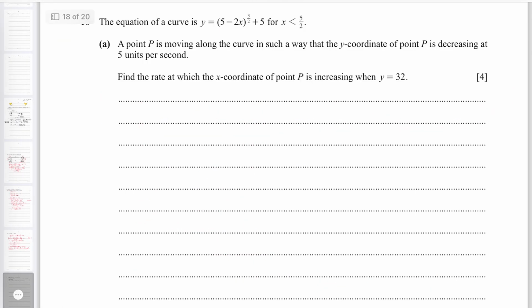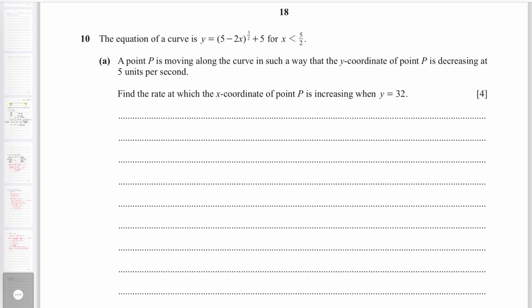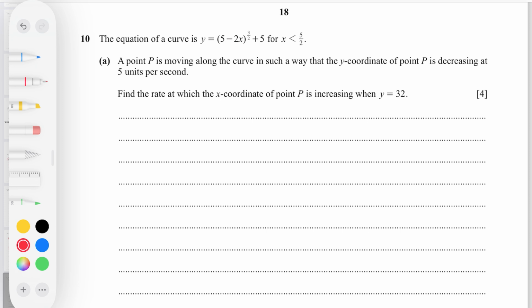The equation, okay, this is a new question. The equation of the curve is this. The point P is moving along the curve in such a way that dy upon dt is minus 5. Decreasing means it's minus. Find the rate at which the x coordinate is increasing when y is equal to 32. So let's put the y value 32 first thing to find out the value of x.